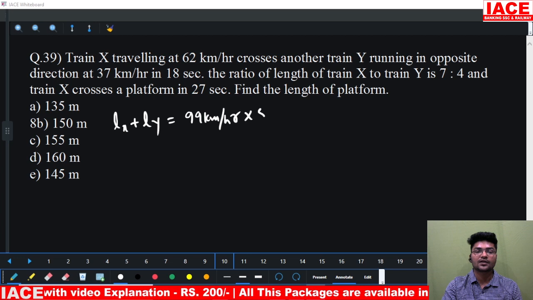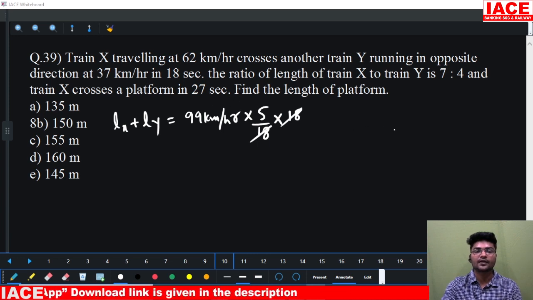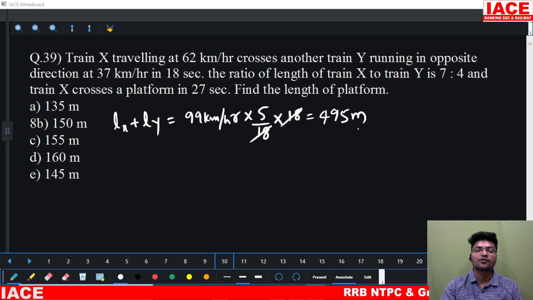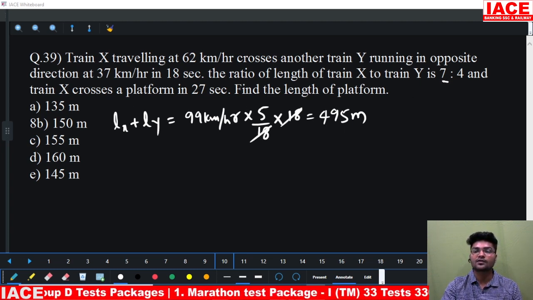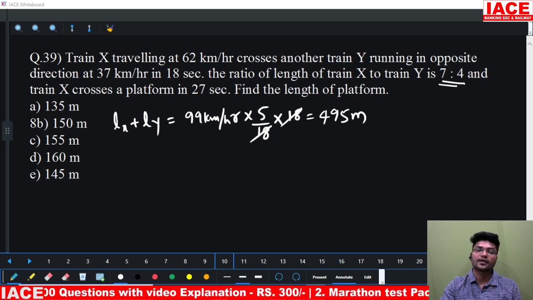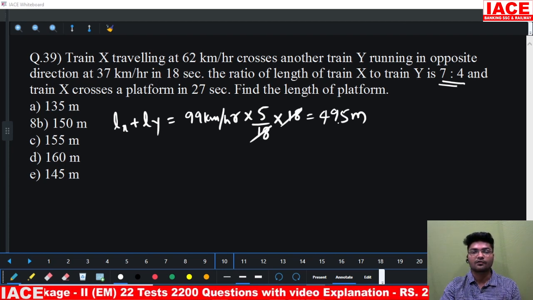Convert it into meters per second: 5/18 into time. Time is 18, so 18 gets cancelled out. 99 into 5 will be 495 meters. Now the ratio of the lengths of these two trains is already given, 7:4. Total 11 parts is 495. One part will be 45.